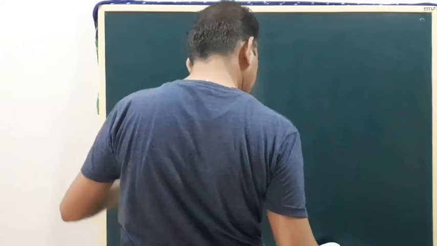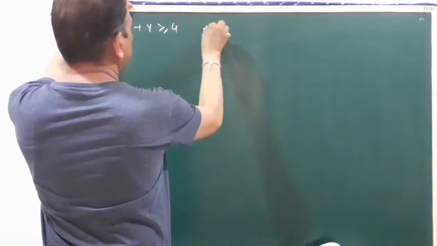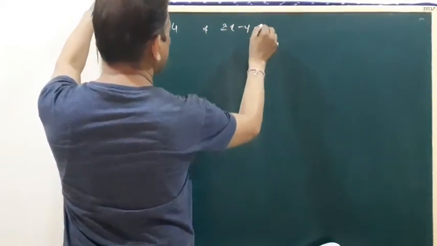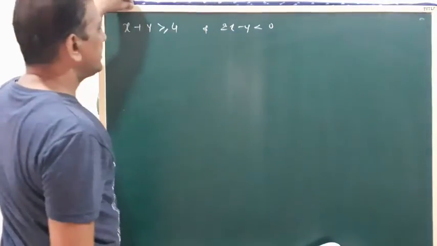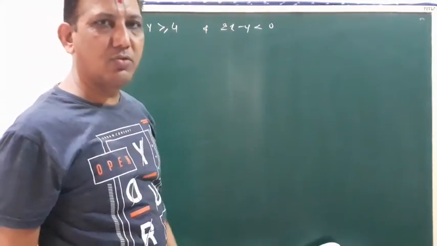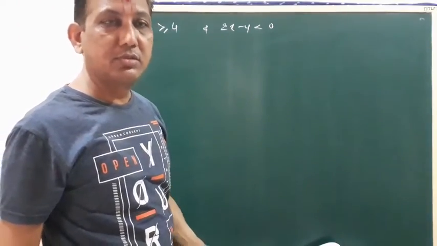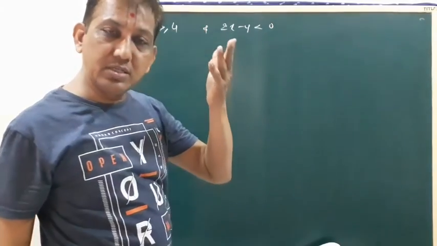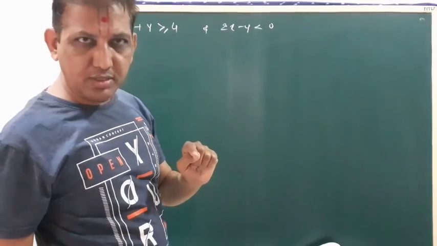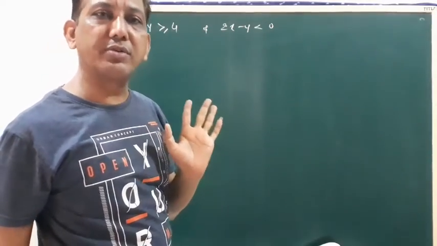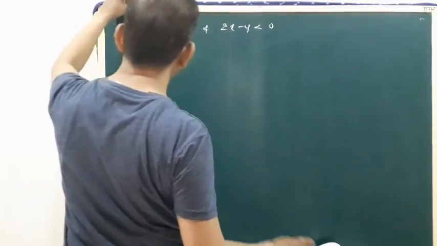x plus y greater than or equal to 4, and second equation 2x minus y less than 0. Okay. Here the constant term is not given. Remember from the first or second lecture, the graph always passes through the origin. First and third quadrant, or second option, second or fourth quadrant. Right? You can decide which quadrant the graph passes through.